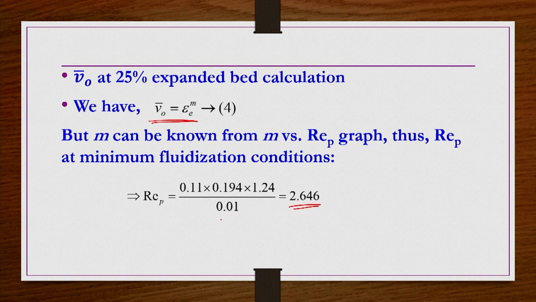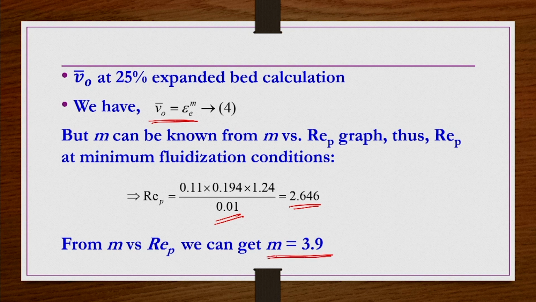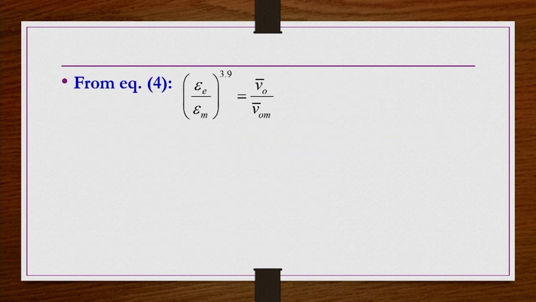Substituting all the values again in CGS units, you will get Rep as 2.646, and then from the graph for the corresponding Rep equal to 2.646, you can read out m as 3.9. So, if you apply this equation under two conditions for V0 bar and V0m bar, you will have epsilon E by epsilon m power n, because this condition is valid from the minimum fluidization condition onwards till the expanded bed, right. So, epsilon E by epsilon m power 3.9 is equal to V0 bar by V0m bar.